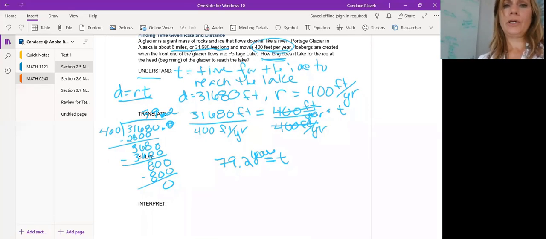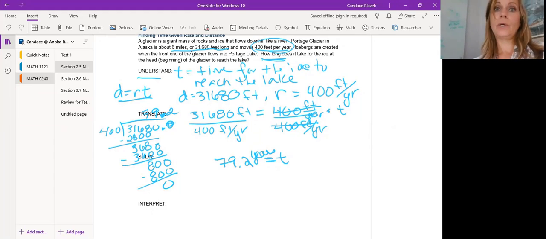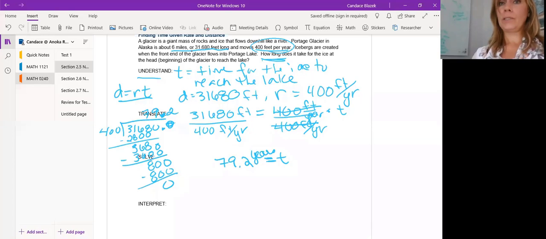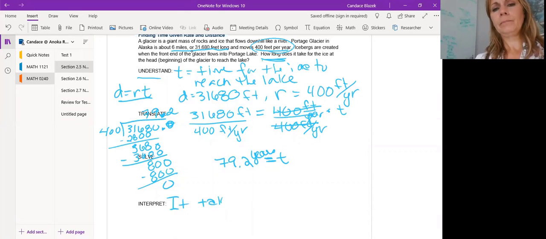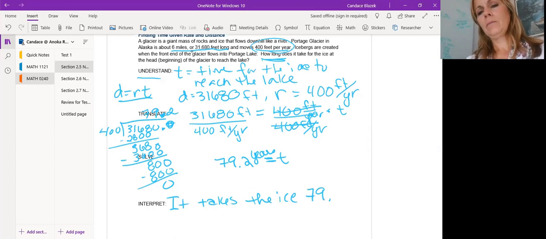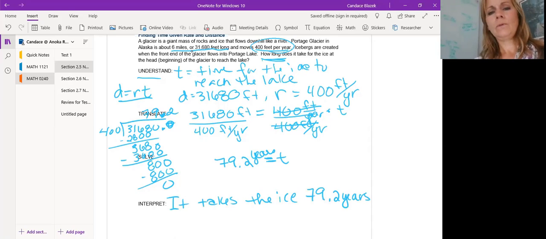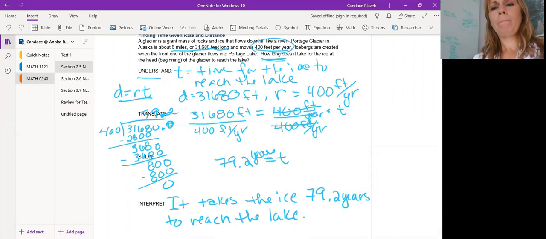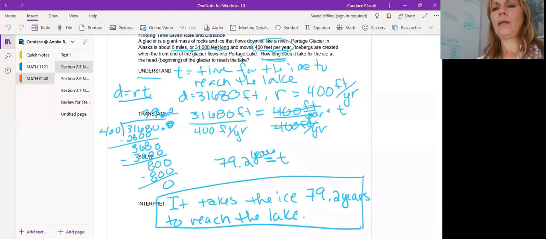All right, so with that, we interpret. And interpreting means you're going to express your answer in a sentence. If it's a word problem, we express it in a sentence. So the question was, how long does it take for the ice at the head or beginning of the glacier to reach the lake? We can write, it takes the ice 79.2 years to reach the lake. And that is our answer.